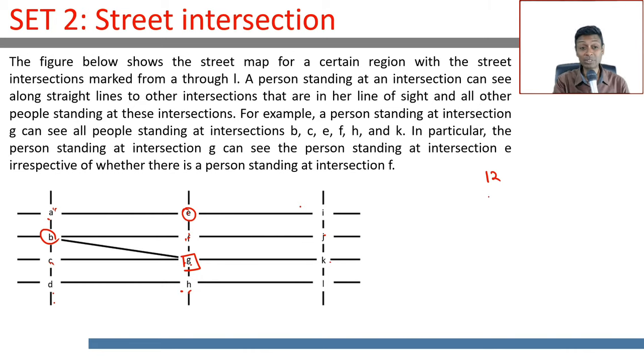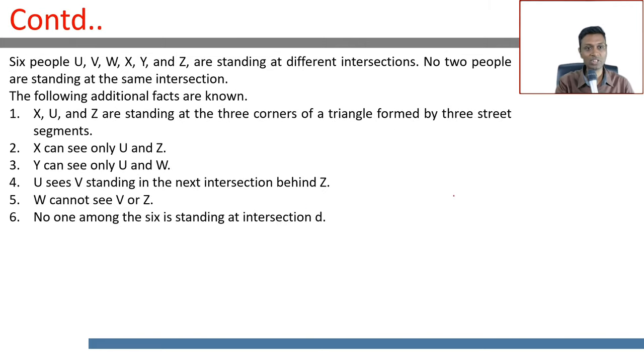In particular, the person standing at intersection G can see the person standing at intersection E, irrespective of whether there is a person standing at F. So from here, I can see this, even if there is somebody standing here. Wonderful. So it's in a straight line, I can see. Maybe I'll shift a little bit and see, but I can see. Whoever is standing on that straight line, on that road, I can see, even if there is a person bang in between. Wonderful.